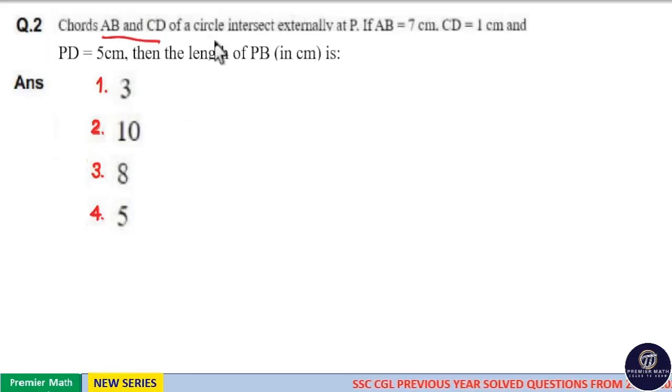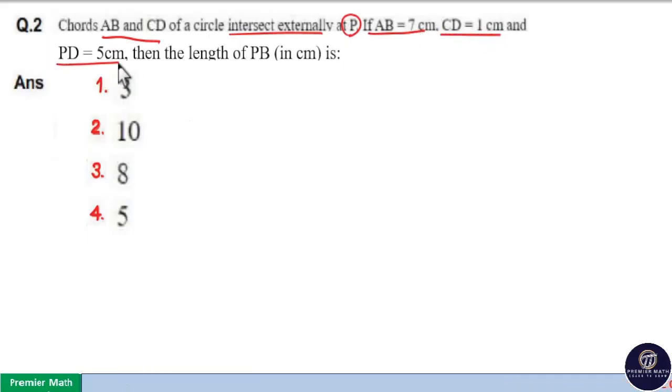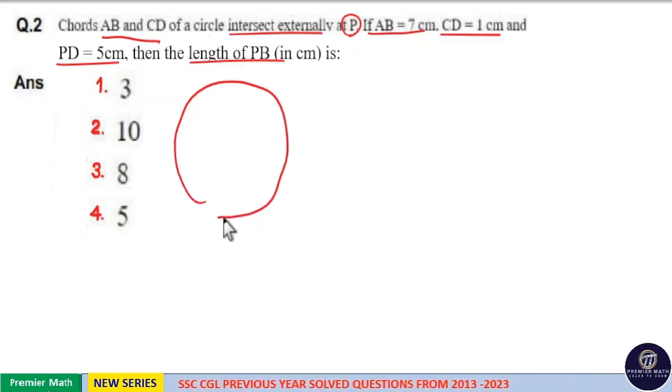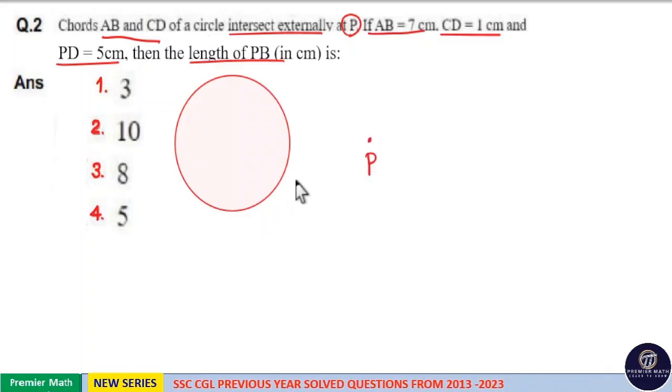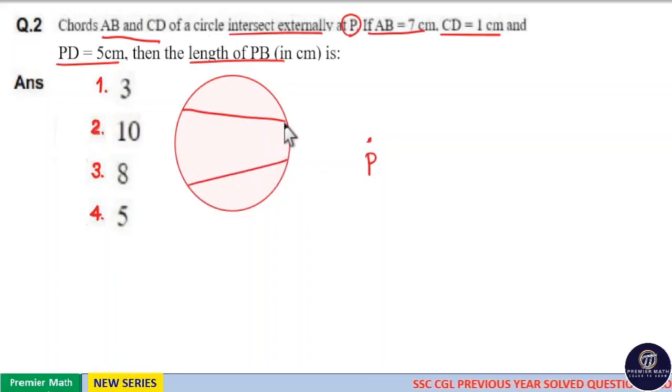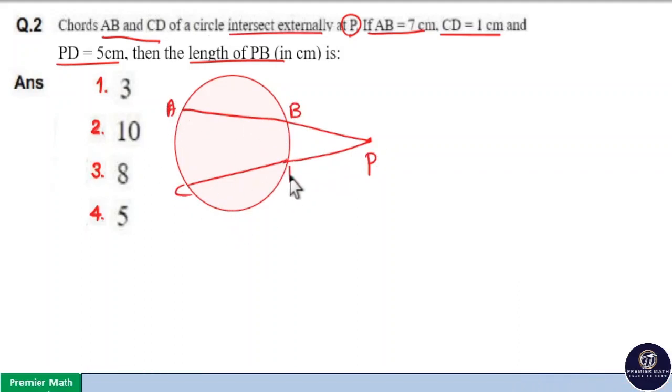Chords AB and CD of a circle intersect externally at P. If AB equal to 7 cm, CD equal to 1 cm and PD equal to 5 cm, then length of PB in centimeter is. Here, consider two chords of a circle that intersect externally at a point P. This is point P. And here, these are two chords, and these two chords intersect externally at point P. Now this is chord AB and this is chord CD.